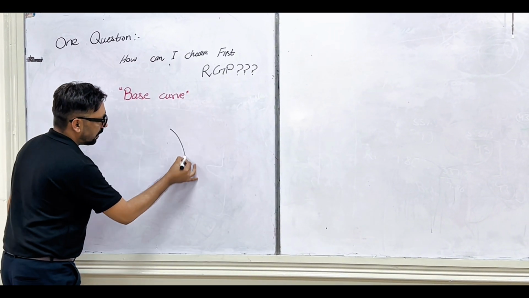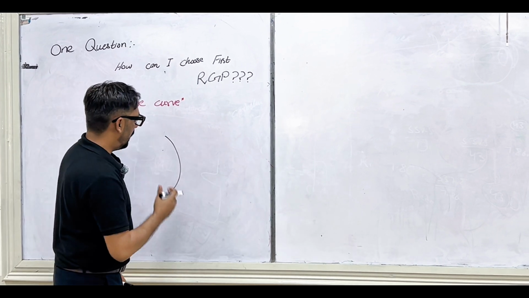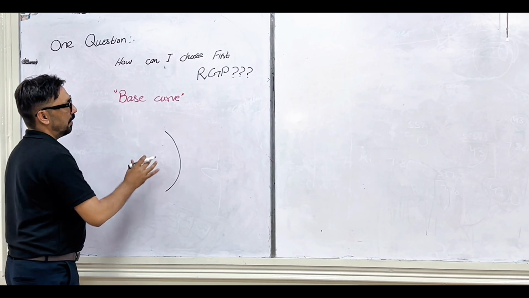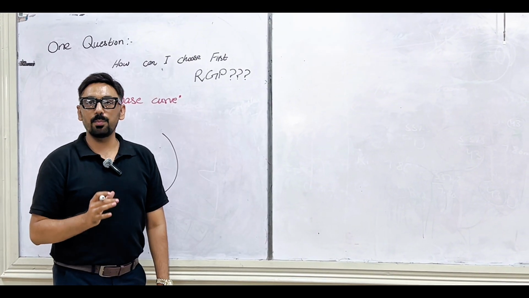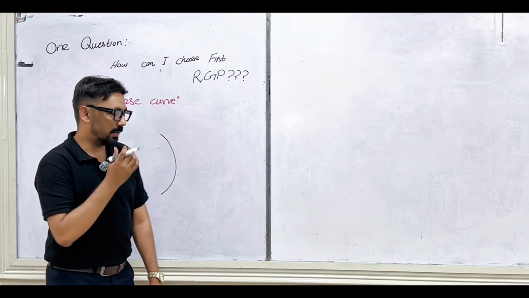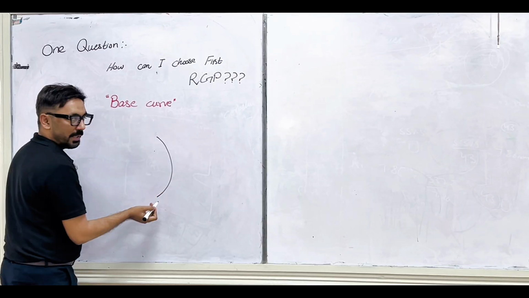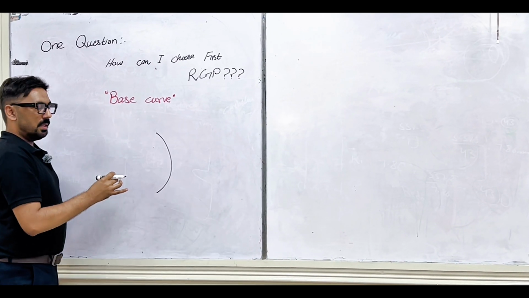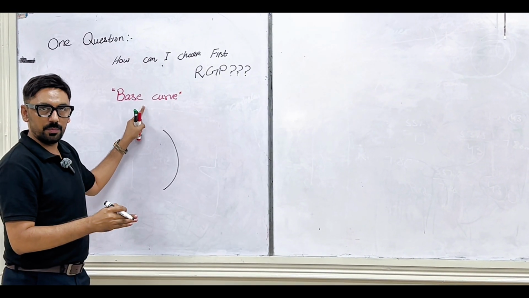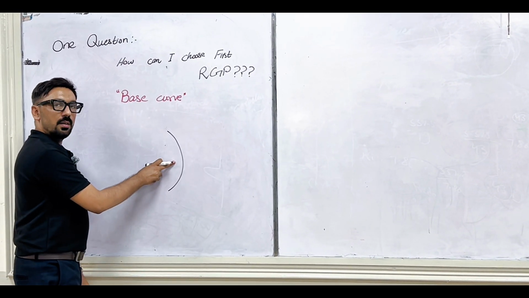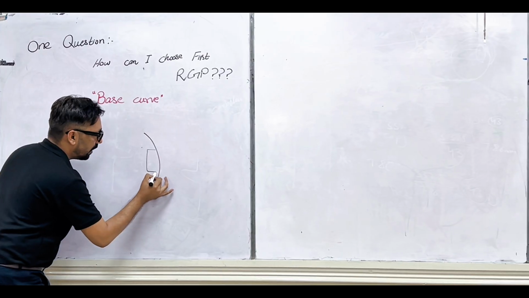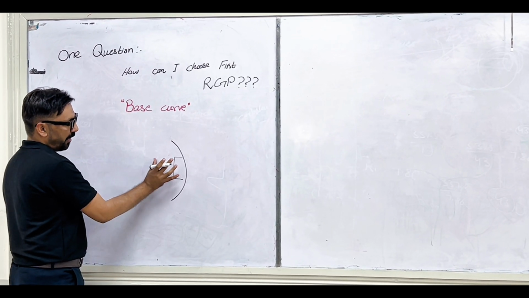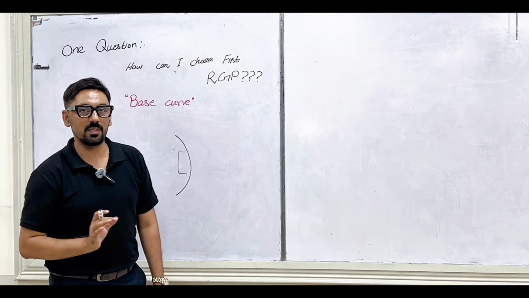For example, if this is an RGP lens, and this is the lateral view of the RGP lens, the base curve is the radius of curvature of the central posterior portion of your RGP lens. This is the anterior, front portion, and this is the posterior portion. The base curve is the radius of curvature of the posterior part and the central part.